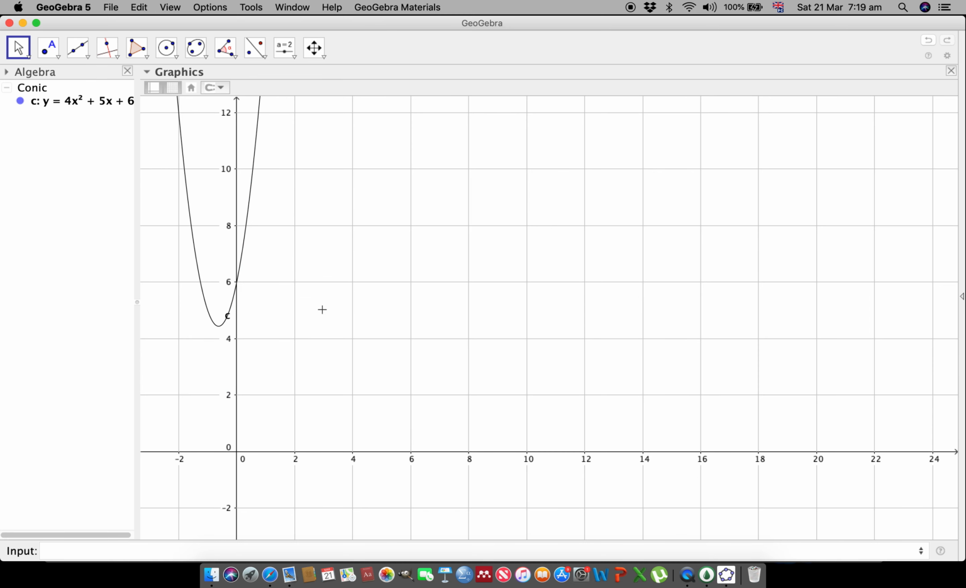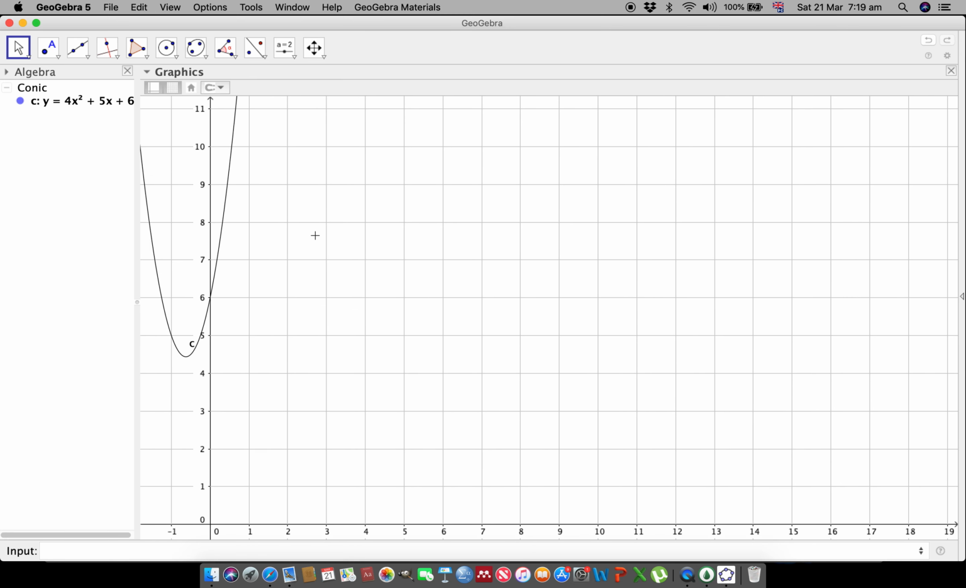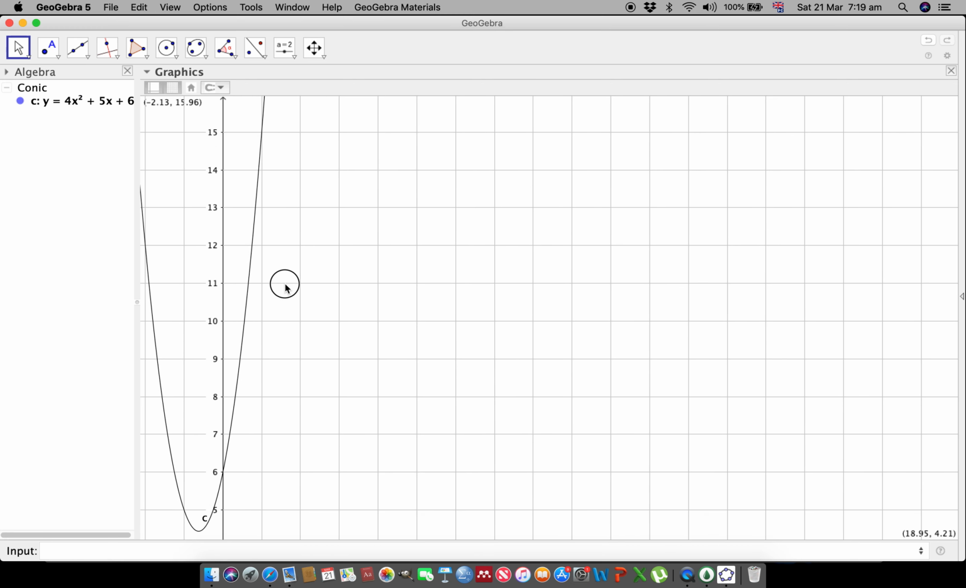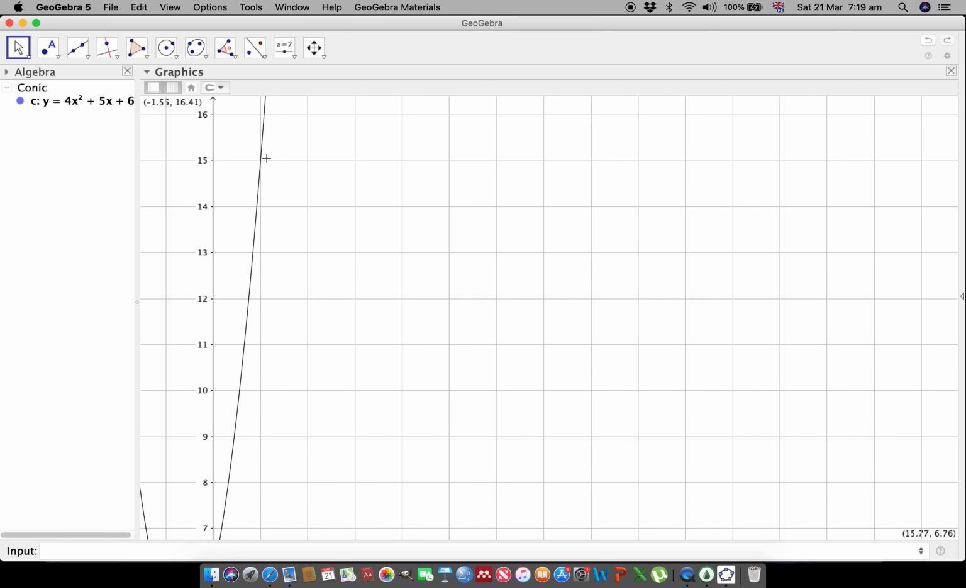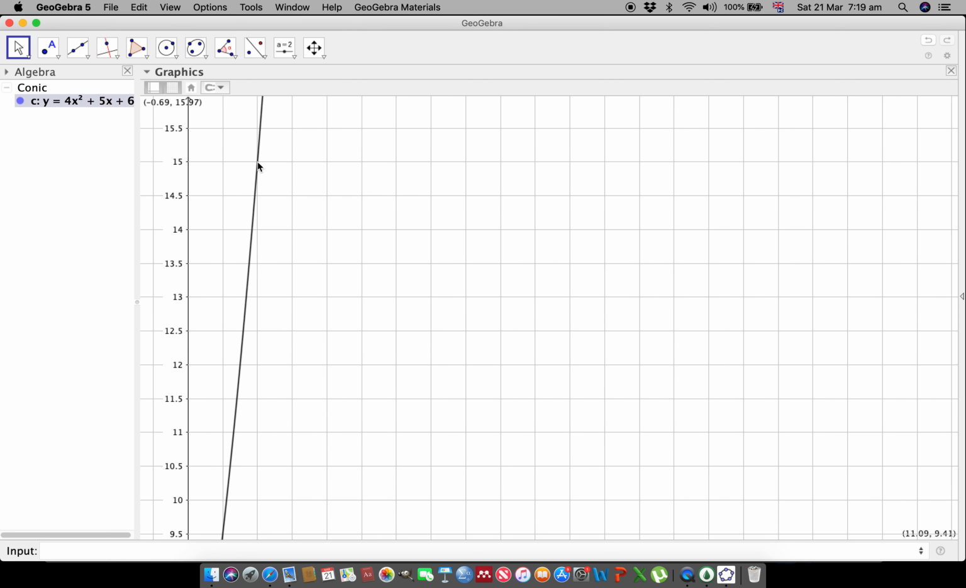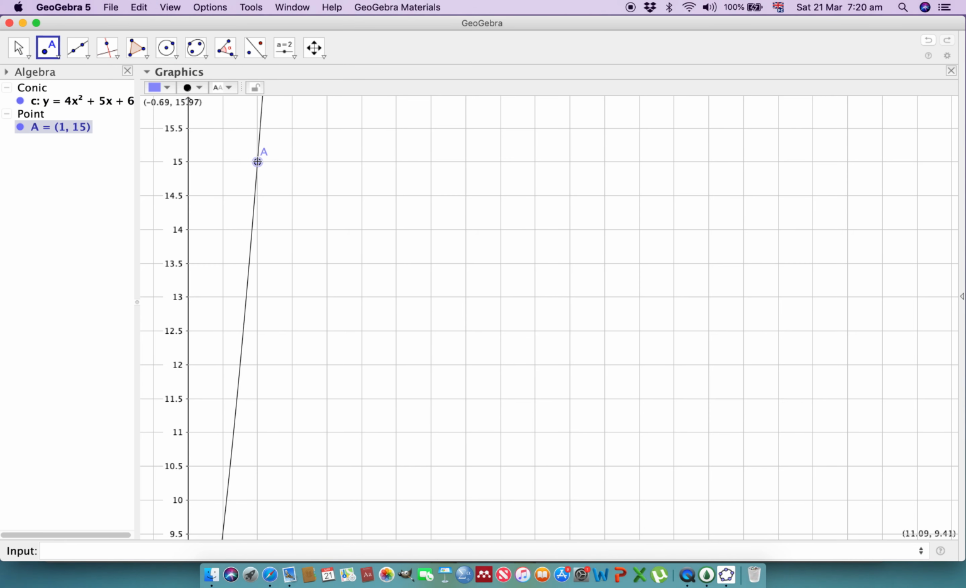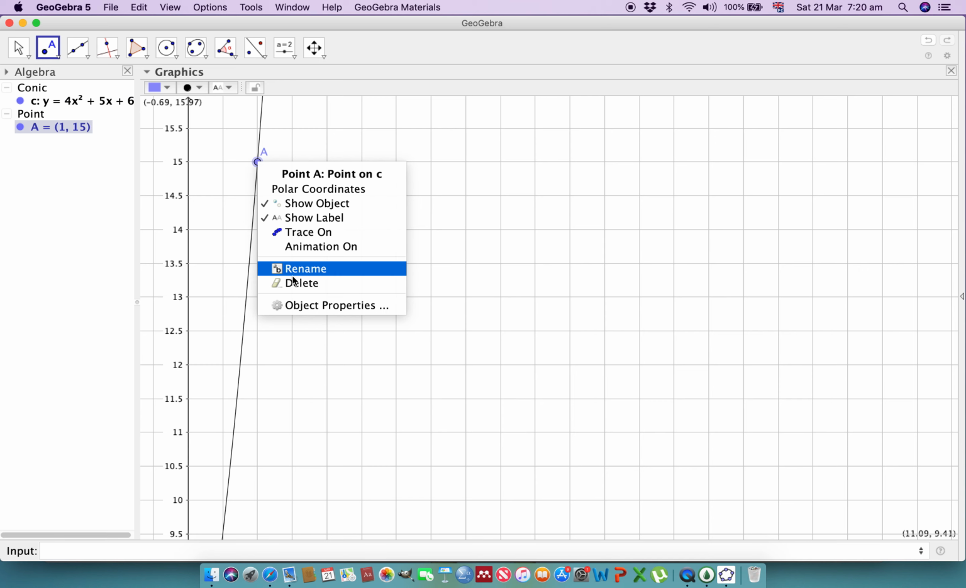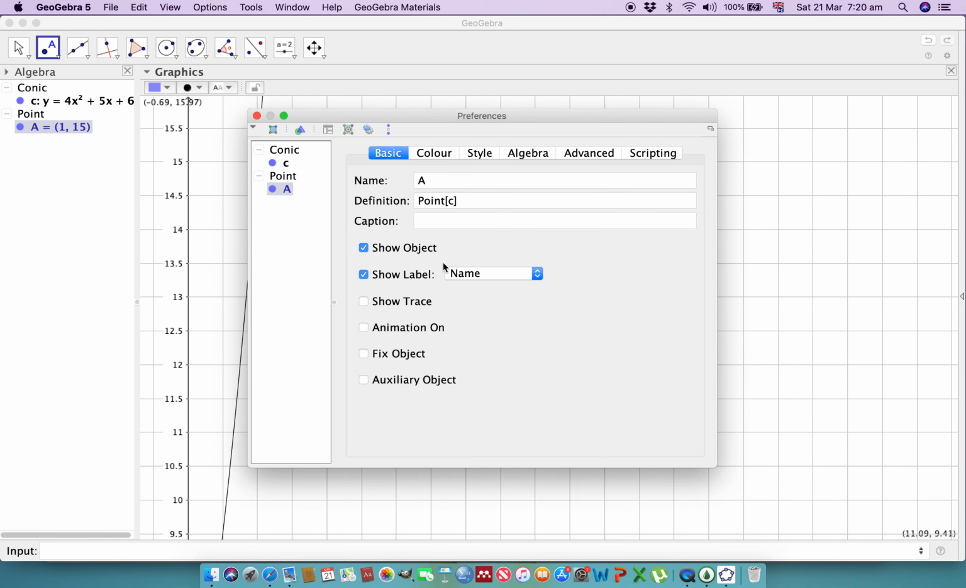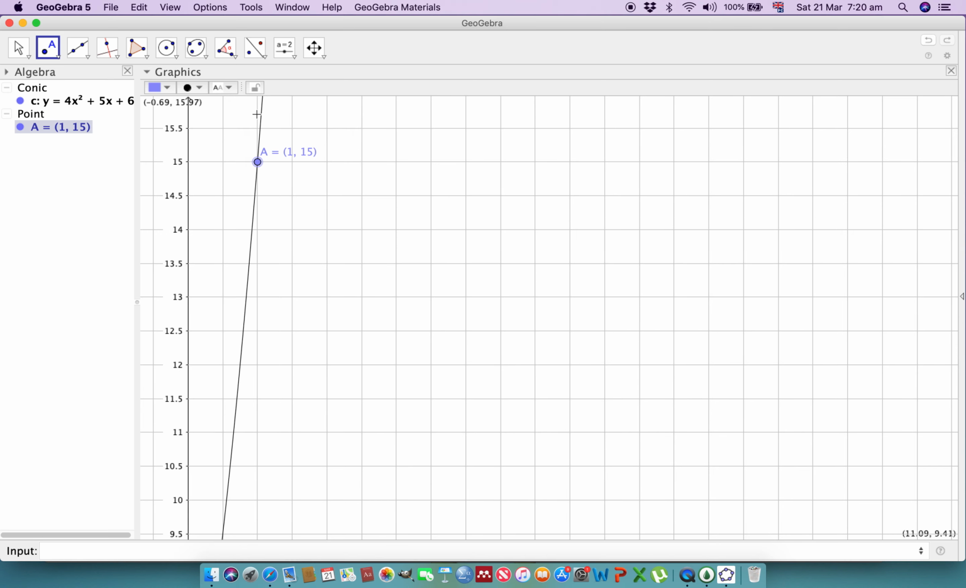Now let's remove it. Here is a coordinate point which is (1, 15). First of all, let's fix that point (1, 15). This is the point, and it lies on the parabola.